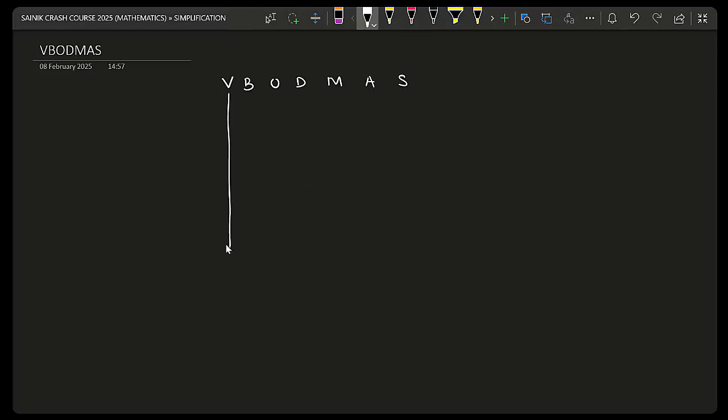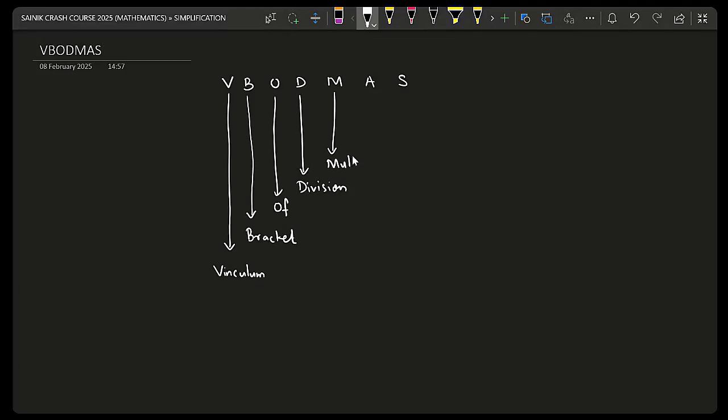So first we need to simplify the vinculum. You have to search for the vinculum. What is a vinculum? I'll explain. After that, we are going to discuss the bracket. We have to open the brackets, and after that we have to deal with of, and after that division, and after that multiplication. You remember the VBODMAS rule up to M only.